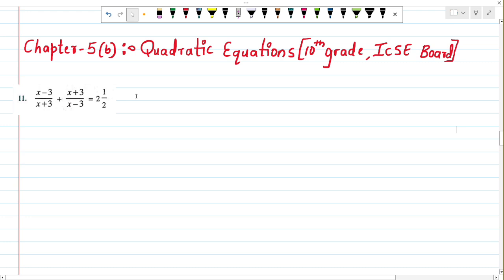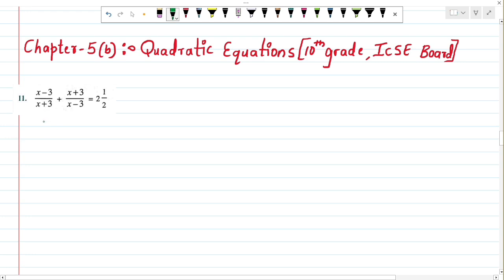So in today's class, we are going to discuss Concise Mathematics ICSE Board 10th grade Chapter 5, that is Quadratic Equations. In Chapter 5, in previous videos we have seen 5A as well as 5B up to the 10th exercise or 10th problem. So in today's class we will discuss from the 11th question.